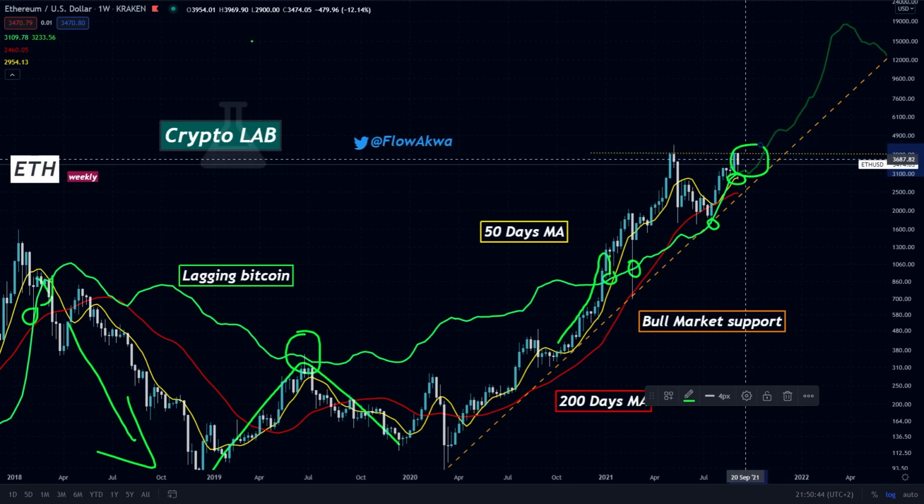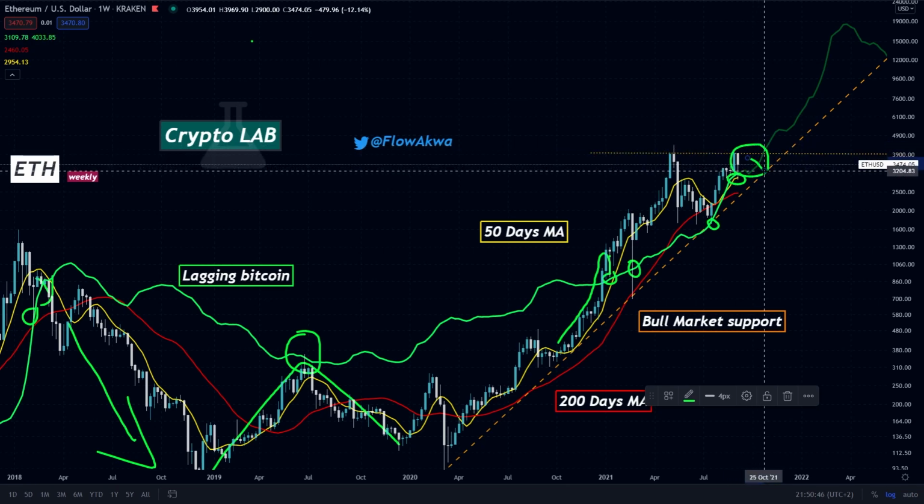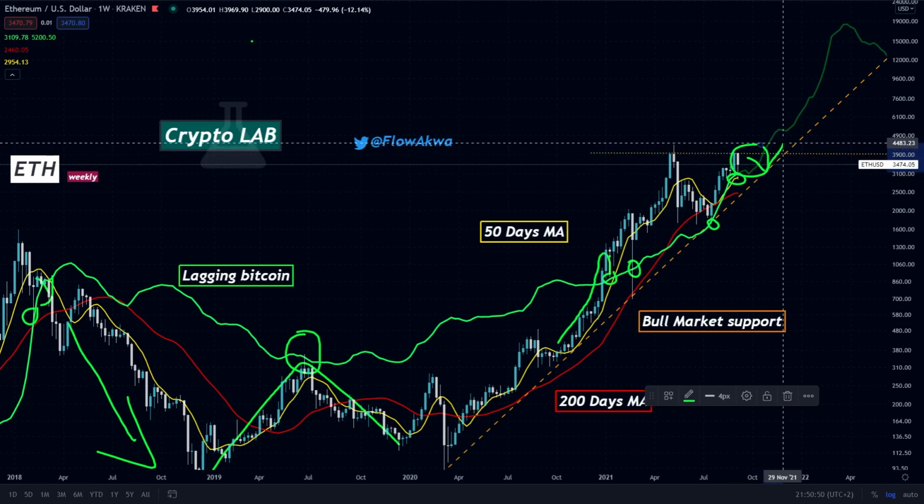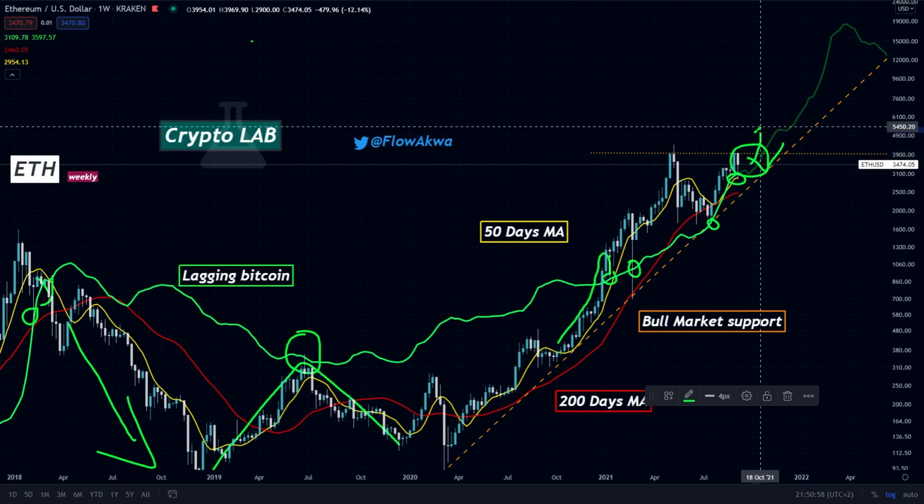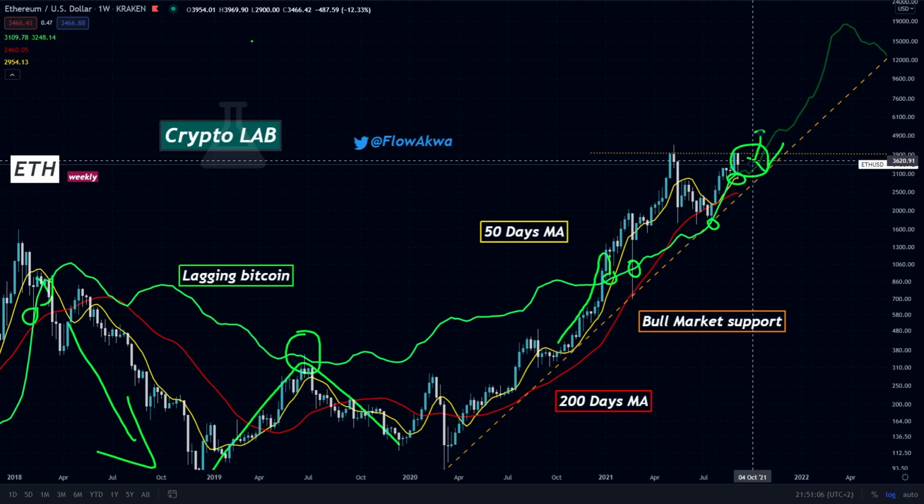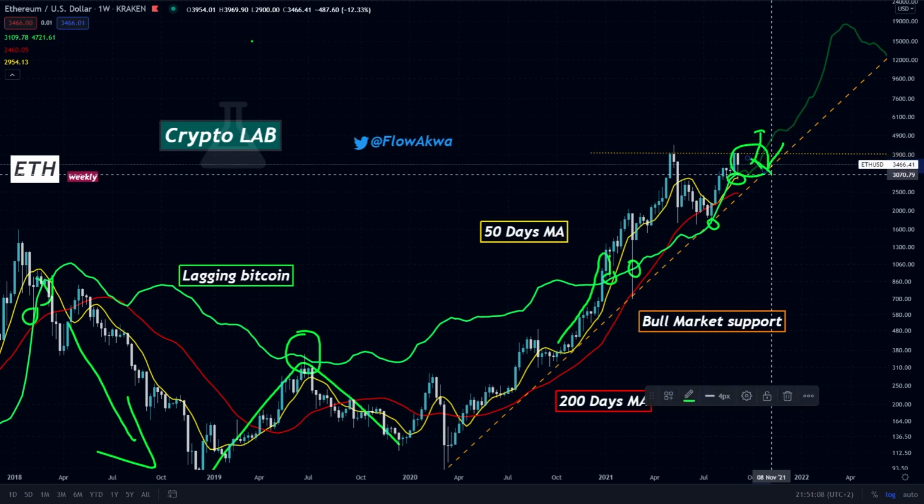Okay, either we go down, maybe we use the bull market support to go higher like this, or we use the lagging Bitcoin indicator as a support and we go higher sooner like this, or we fail into making a higher high and we go into a bear market.